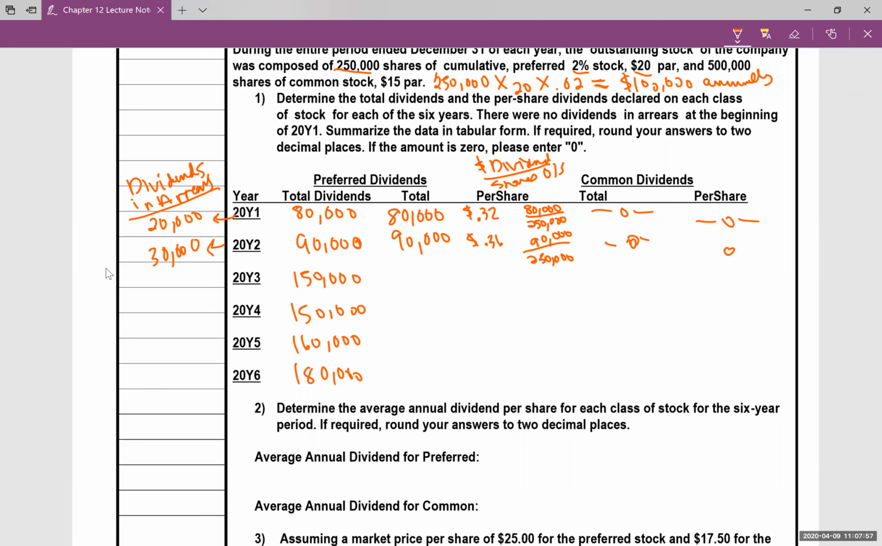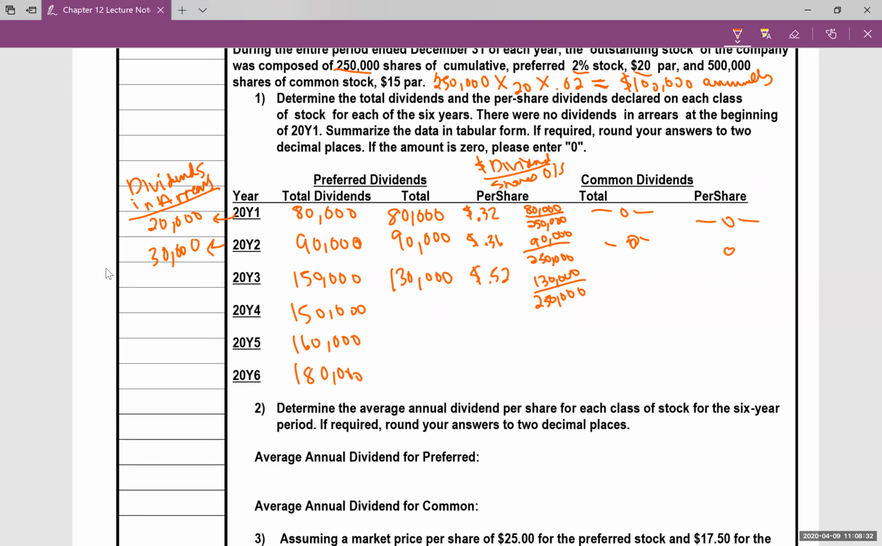Anyway, on the 150,000, we are going to pay preferred dividends of 130,000. Does anybody know why? Well, we always owe them 100,000, and we have dividends in arrears of 30,000. We owed them 30,000. So 100,000 plus 30,000 is 130,000. This time you're going to get 52 cents, and that is the 130,000 divided by the 250,000 shares outstanding.